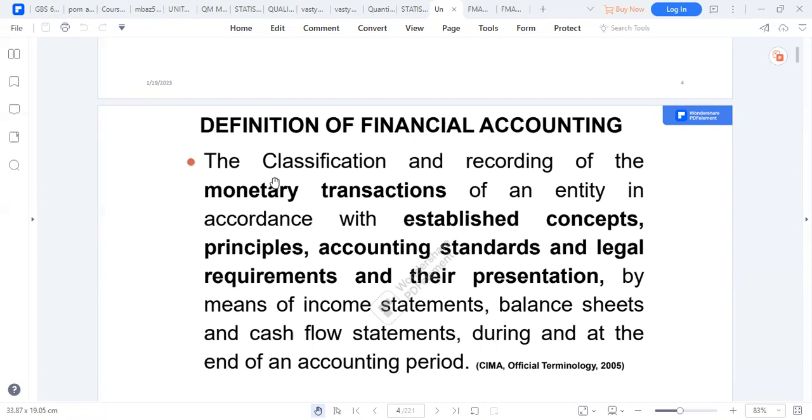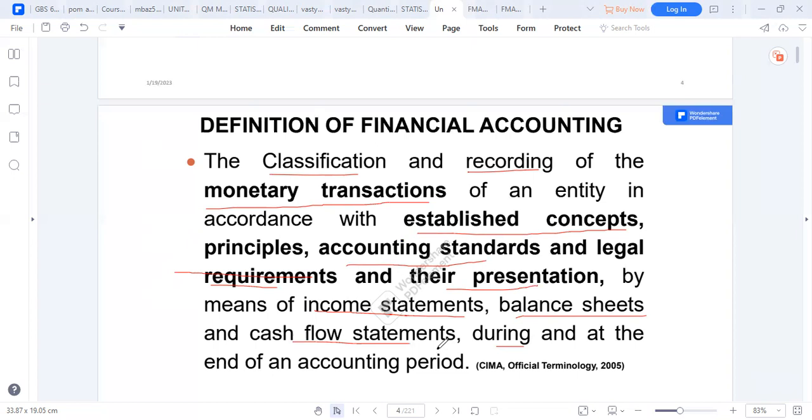So it is defined as follows, and these ingredients of the definition are actually what make up the syllabus. It is the classification and recording of what? Monetary transactions of an entity in accordance with what? Established concepts, principles, accounting standards, and also legal requirements, and their presentation by means of an income statement, which we'll look at, a balance sheet, and cash flow statements during and at the end of the period.